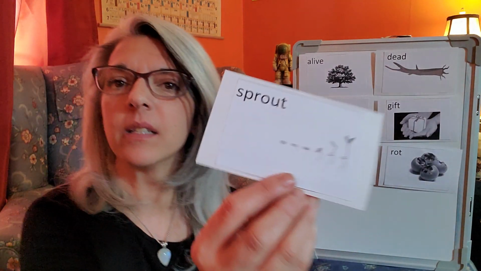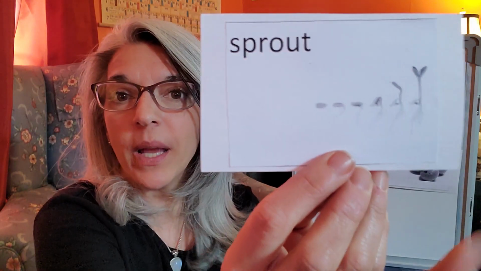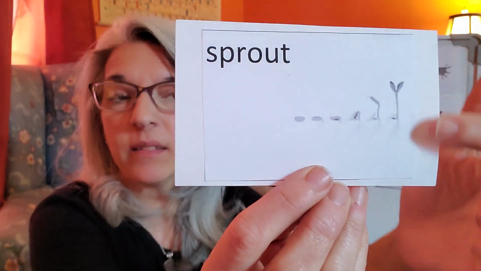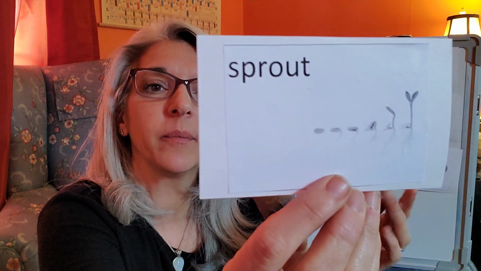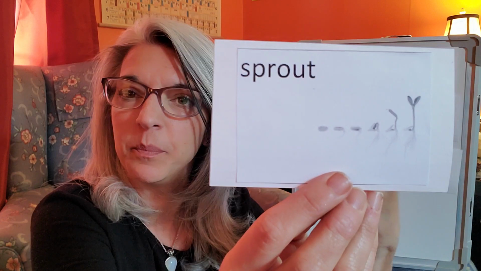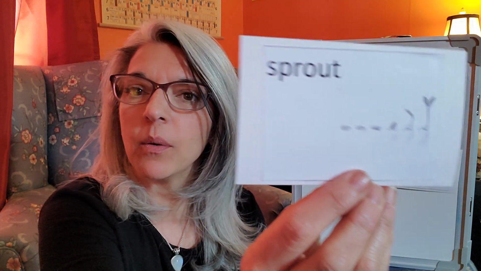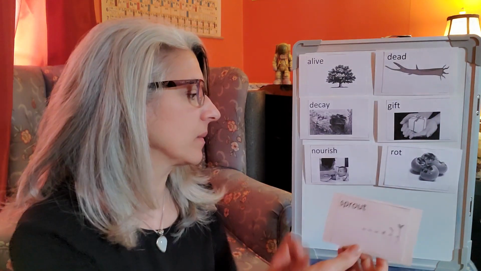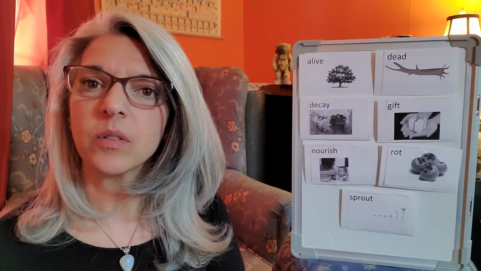And last, sprout. Okay, sprout can be used two ways. This actual thing can be a sprout, which is a small plant just growing. And when something sprouts, like a verb, meaning something is happening or being done, it pops out of the earth, it begins to grow. So you can use sprout two ways. All right. So those are our words.